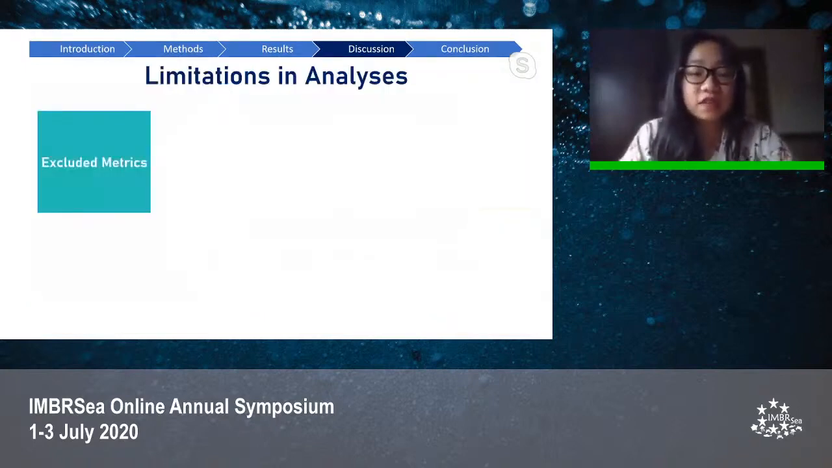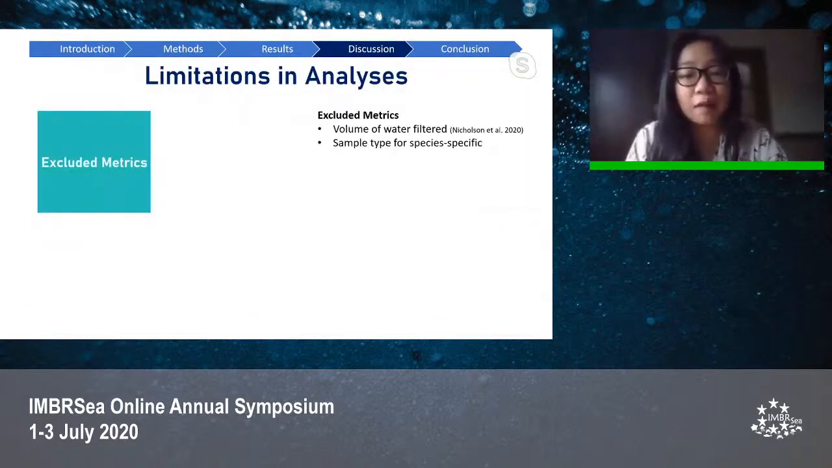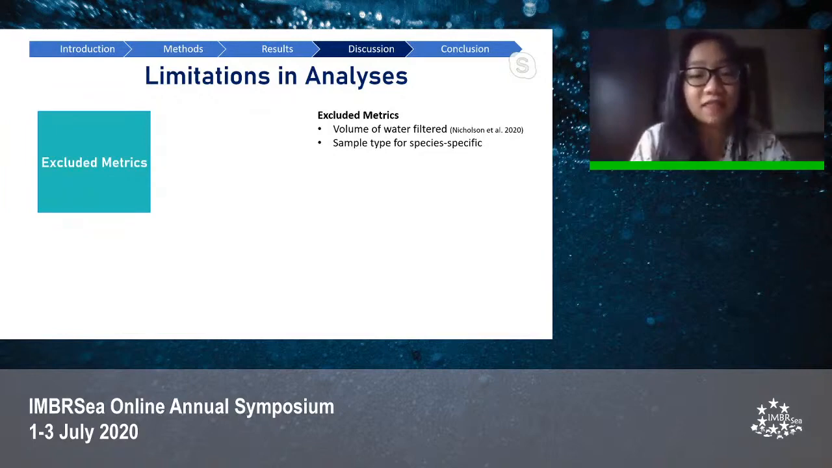So certain metrics were excluded from analysis because they were not directly comparable between species-specific and metabarcoding approaches. For instance, the eDNA sample type was presented for metabarcoding approaches, but not for species-specific, because there were many studies that were not explicit enough in their methods to confidently determine where in the water column the samples were taken.